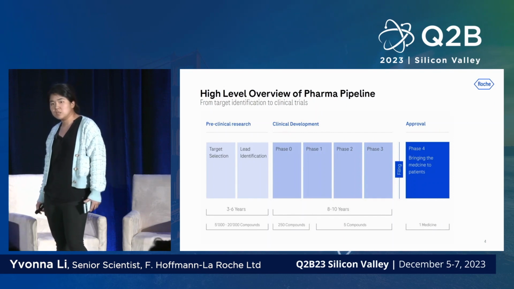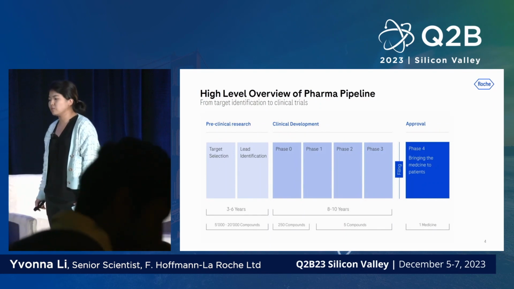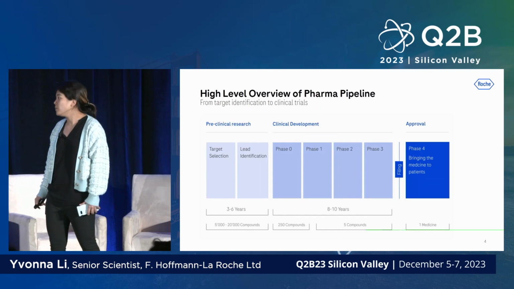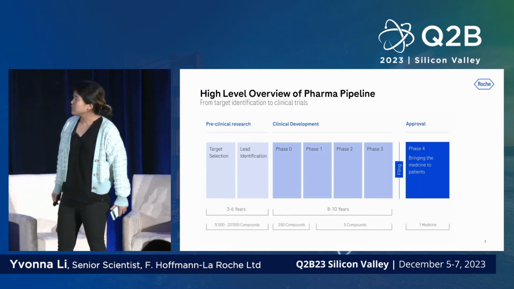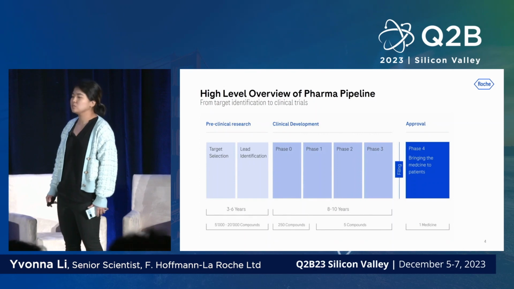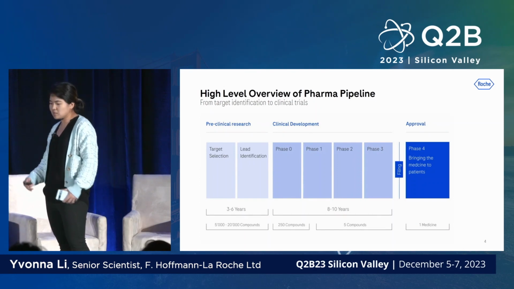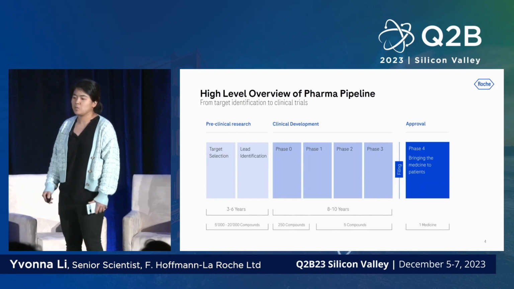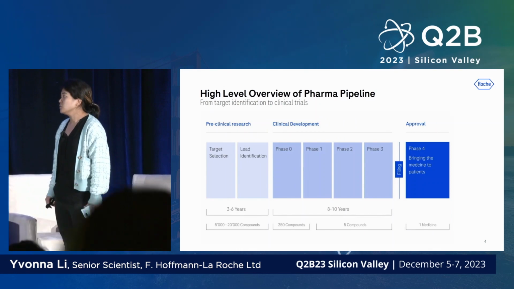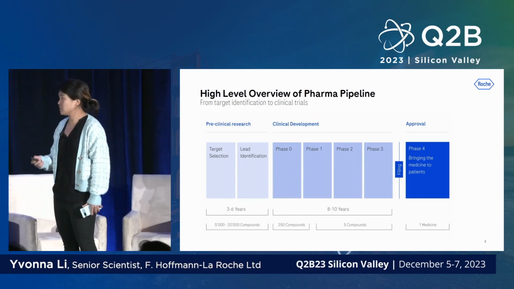And in phase 3, the molecule is pitted against a larger group of patients, and it's usually tested against the standard of care. So all this needs to happen before we apply for approval to the regulatory bodies to commercialize a molecule which has, by this stage, been proven with statistical significance that it's better than the standard of care. So this is a very long, drawn-out process that usually takes more than 10 years.